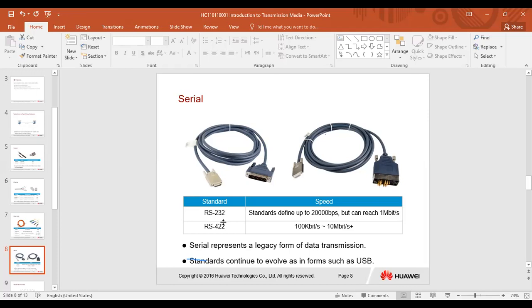Okay, 232. Okay, it can transmit data up to 2 Mbps. It can also transmit data up to 20 Mbps. Okay, with serial ports, through serial cable, you can transmit up to 20 Mbps.